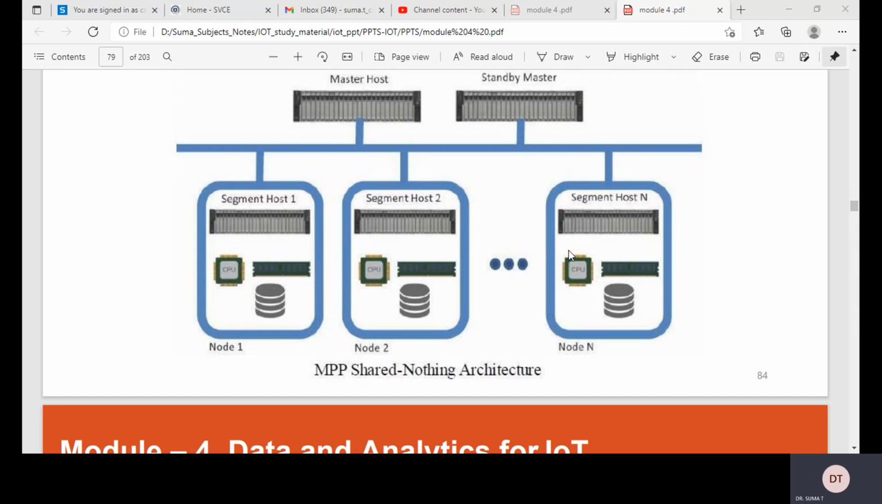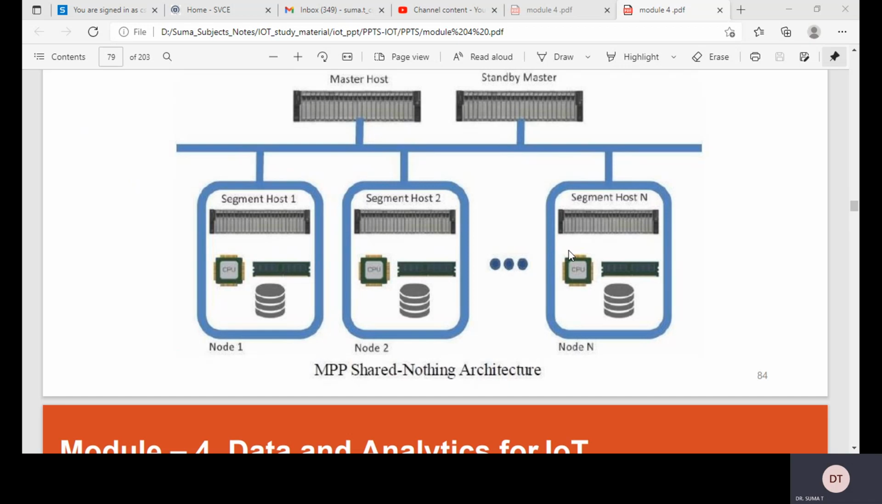Because data stored on MPPs must still conform to this relational structure, it may not be the only database type used in an IoT implementation. The sources and types of data may vary, requiring a database that is more flexible than relational databases allow.